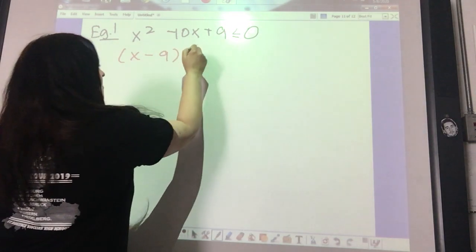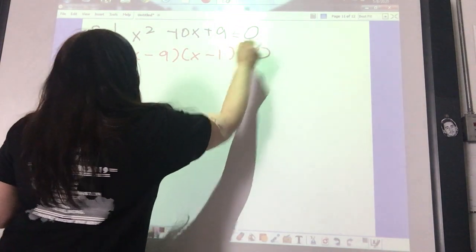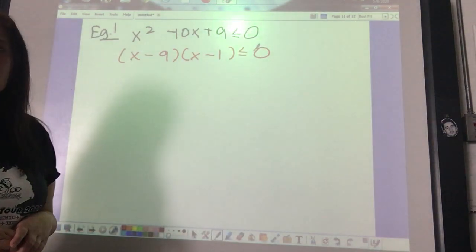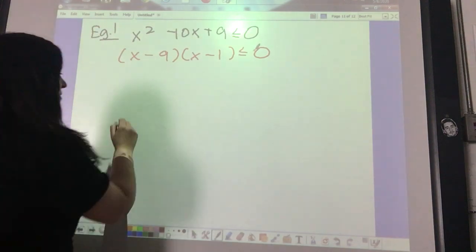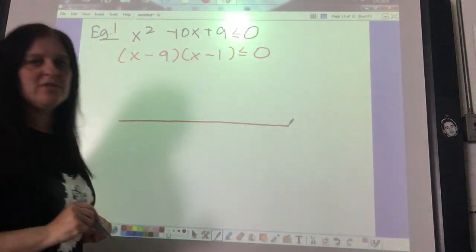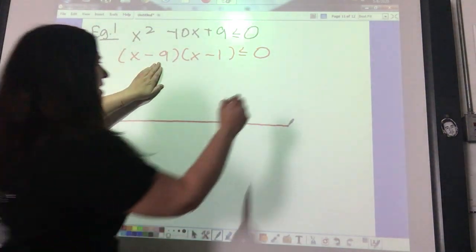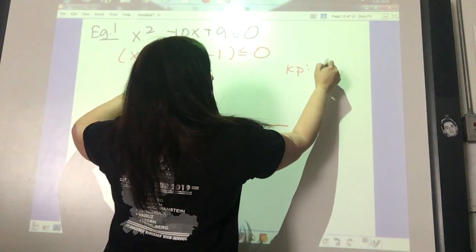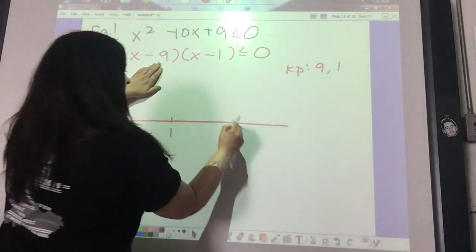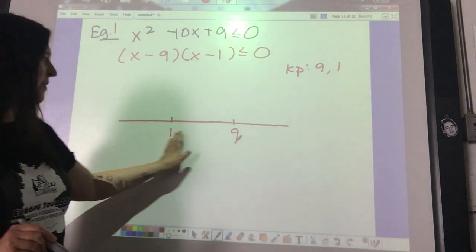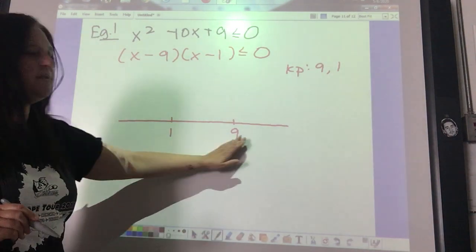So the factored form is (x minus 9)(x minus 1). That's as low as we can go. So now we go to our sign diagram, which we learned how to do last class. We have 2 key points. Our key points are plus 9 and 1. Now, we don't have to draw it to scale, but we just have to put the numbers in the right order. So 1 comes before 9.